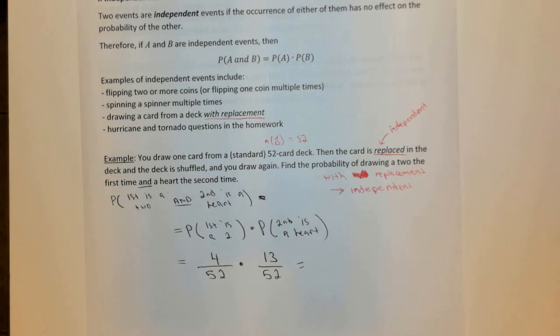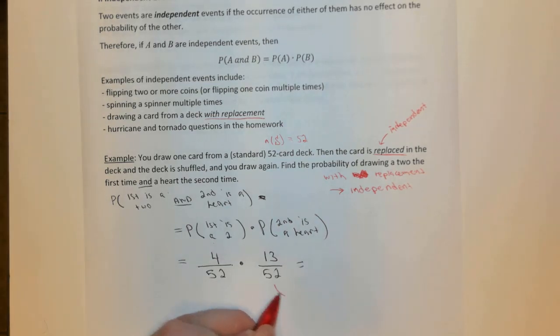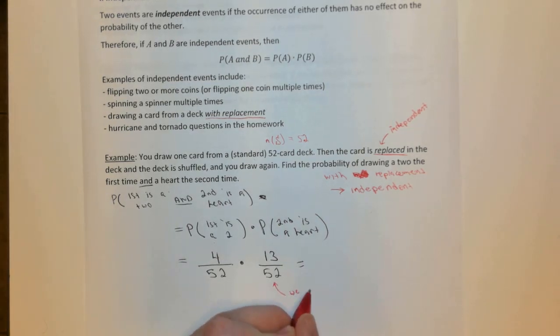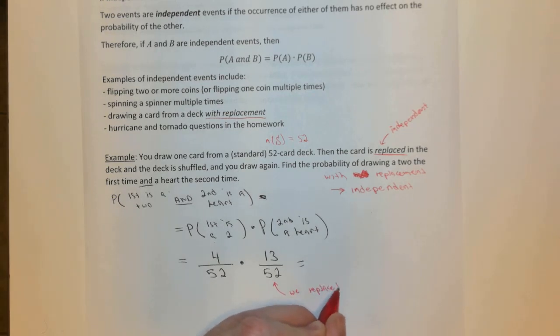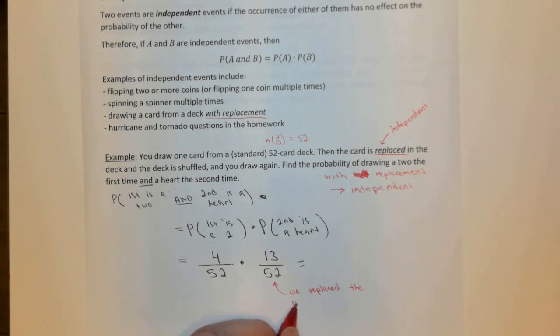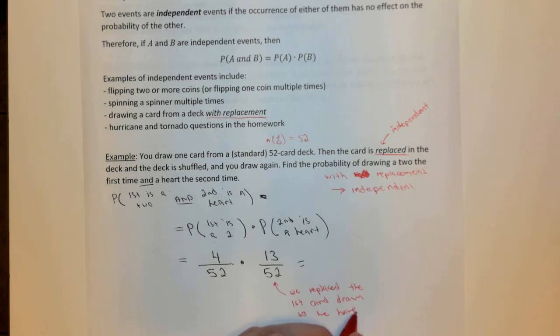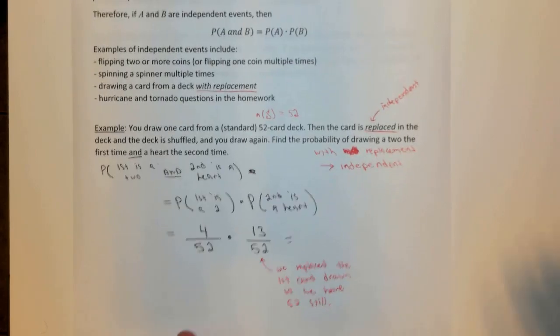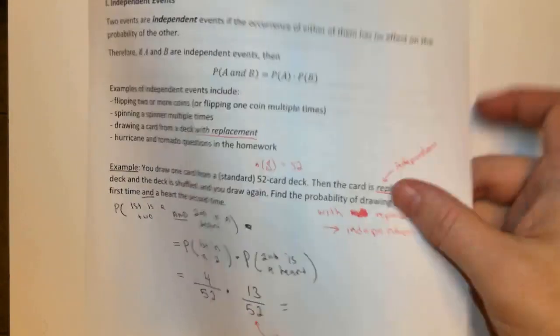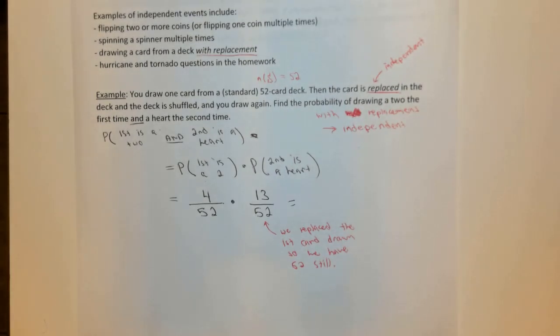So what I would do is try to type this into the calculator exactly like that. I'm going to make a real quick note: we replaced the first card drawn, so we have 52 still. I think it's good to write that down in case you get confused about this example versus the other.